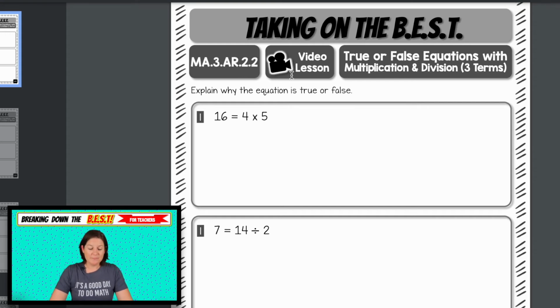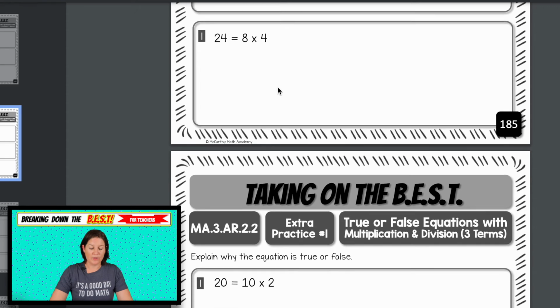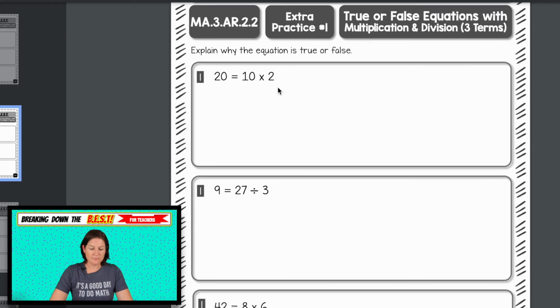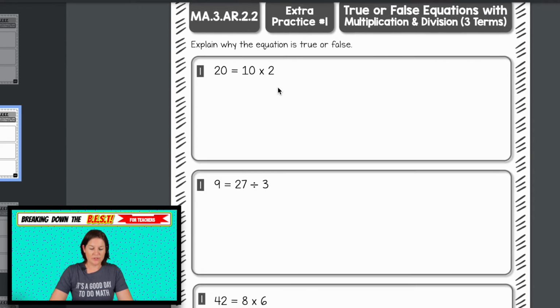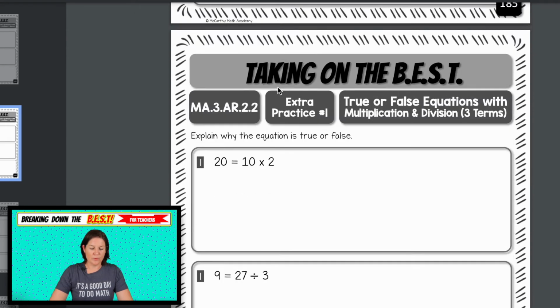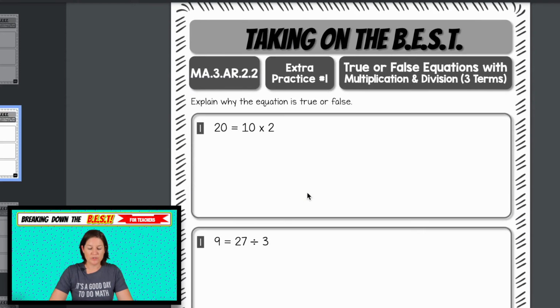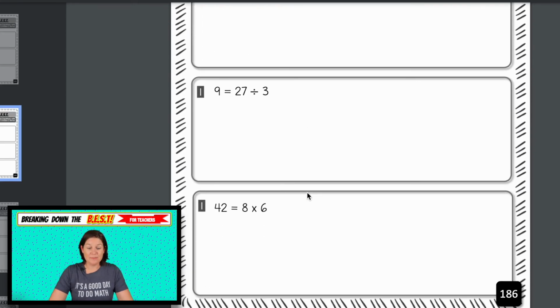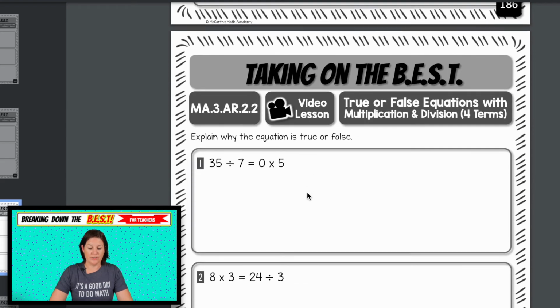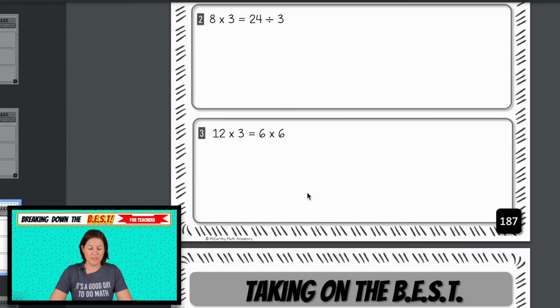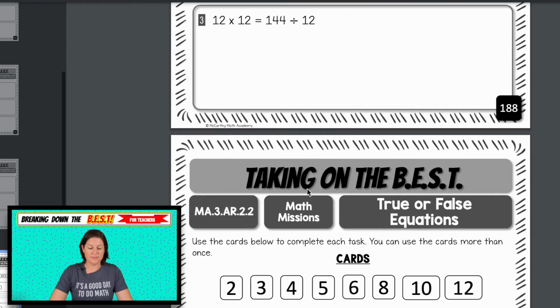This video icon means that it's a video lesson and we walk through it. And then you have extra practice right there. So whatever we talked about in the video, students can record their notes there, and then they have extra practice with that same skill on their own. Here's a video lesson with 4 terms, extra practice.